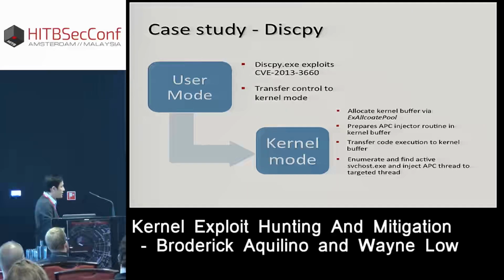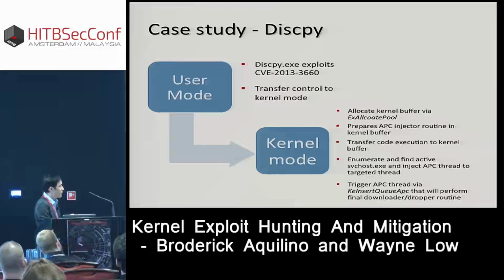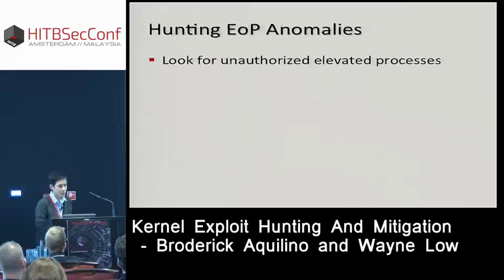And as I mentioned previously, the responsibility of this APC injector routine is to enumerate and find the active svchost process and then inject an APC thread into the target process. Finally, the APC thread will be triggered by the KeInsertQueueApc function that will perform the final downloader or dropper routine. Next, I'm going to pass the stage to Brod to explain the EOP exploit anomalies that can be used to identify the kernel exploit.